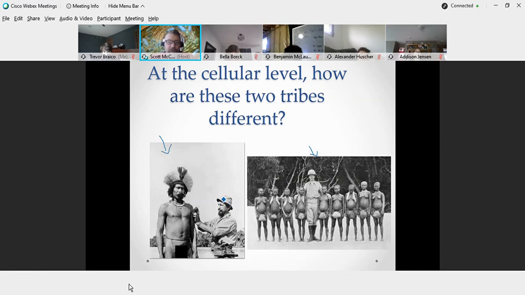So this guy is 6 foot tall. I don't know, how tall do you think this guy is? Maybe 7.5 feet tall? And everyone's that tall in that tribe. And the reason why is because they have more human growth hormone receptors.